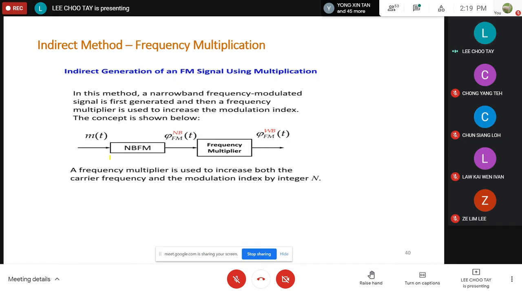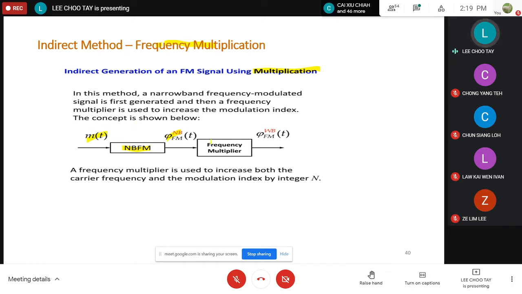Okay, let's talk about the more popular method here, which is the indirect method. All right, so in the indirect method, we actually generate an FM signal using multiplication, or what we call frequency multiplication. We multiply the frequency. Okay, so in this method, again, we need to make use of the narrowband FM generator. We use it to generate a narrowband FM signal, right, given the baseband signal here, which is our message.